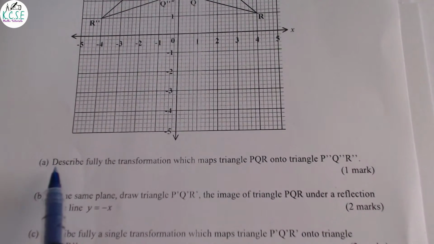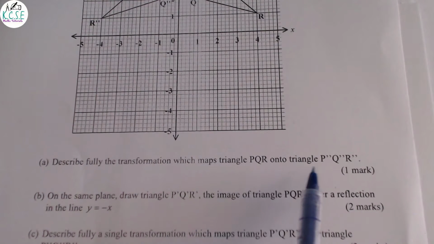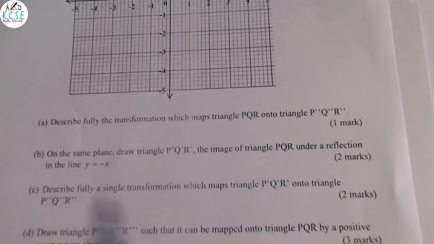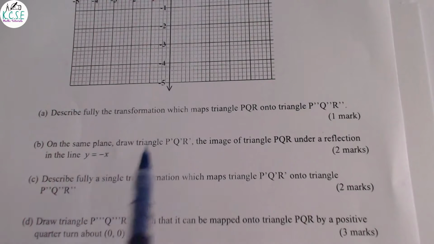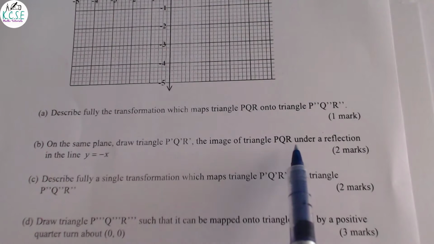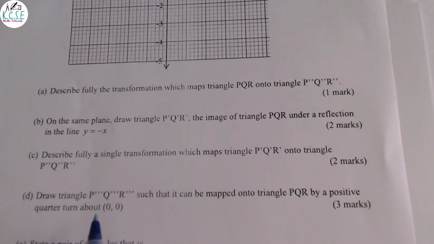Part A. Describe fully the transformation which maps triangle PQR onto triangle P'' Q'' R''. B. On the same plane, draw triangle P' Q' R', the image of triangle PQR under a reflection in the line y = x. C. Describe fully a single transformation which maps triangle P' Q' R' onto triangle P'' Q'' R''.